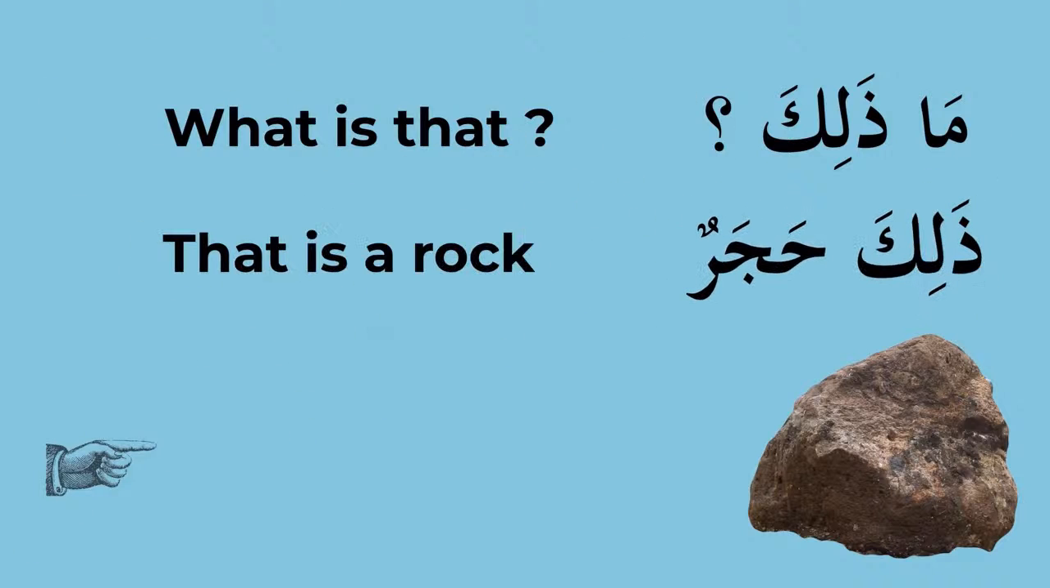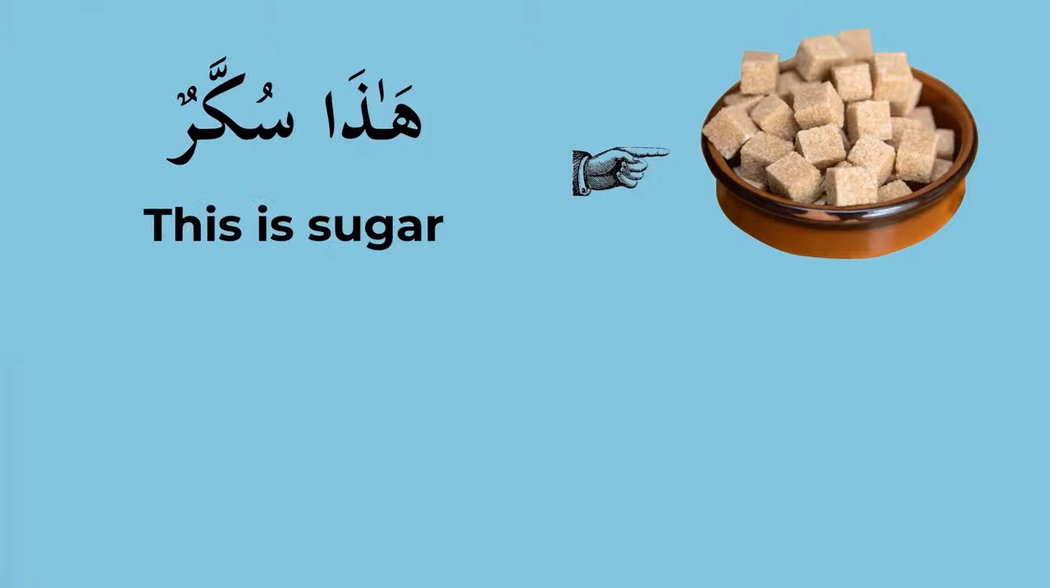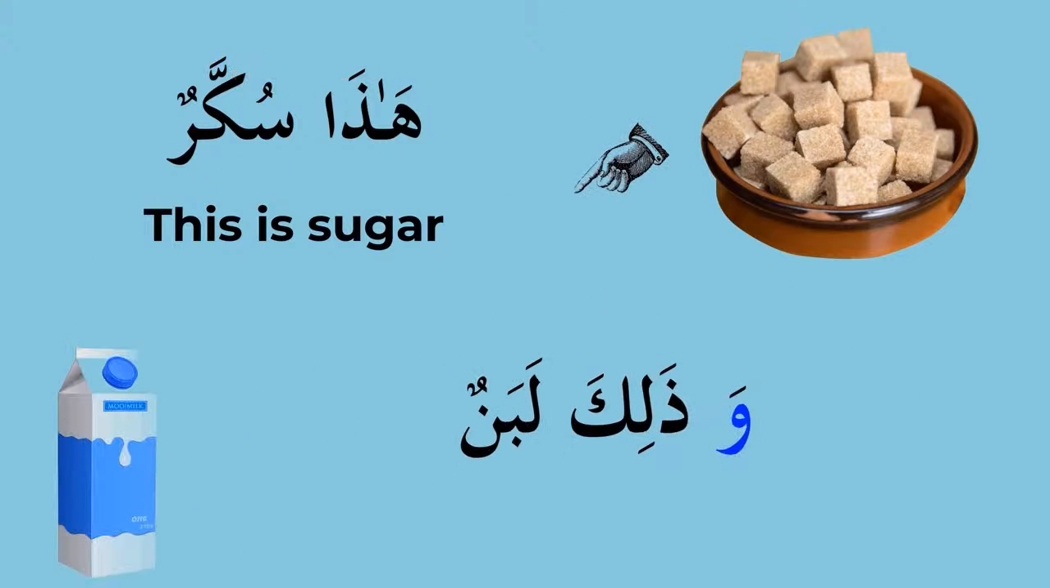Dhalika hajarun. Look at the vowel signs, brother, and try to, inshallah, understand and memorize it. What is the meaning of hajarun? A big rock. Right? Hadha sukkarun. Look at the shadda on kaf. Hadha sukkarun. Wadhalika labanun. This is sugar and that is milk.